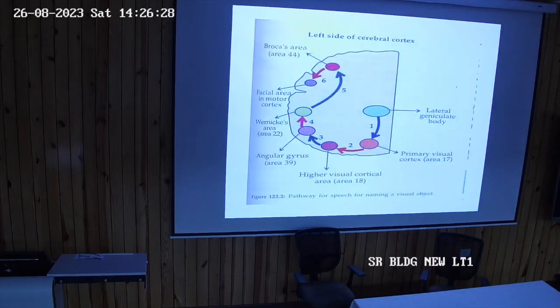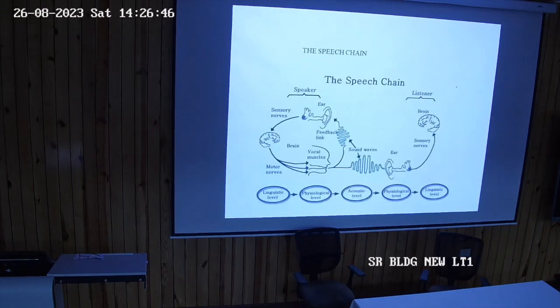So primary visual cortex area 17, higher visual cortical area 18, angular gyrus, most important part played by this in the written speech. Wernicke's area के पास में ले जाएगा, project करेगा, and Wernicke's area will project to the area 44, that is Broca's area, and with the help of coordination it will be done.